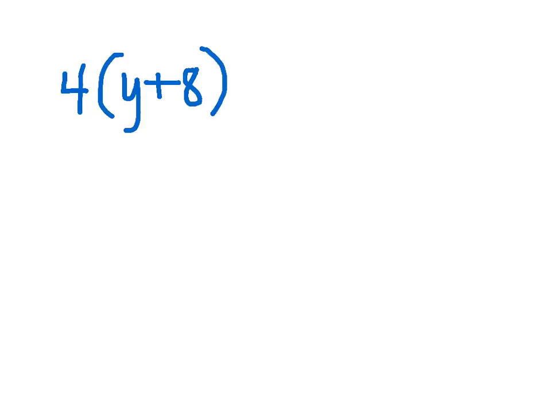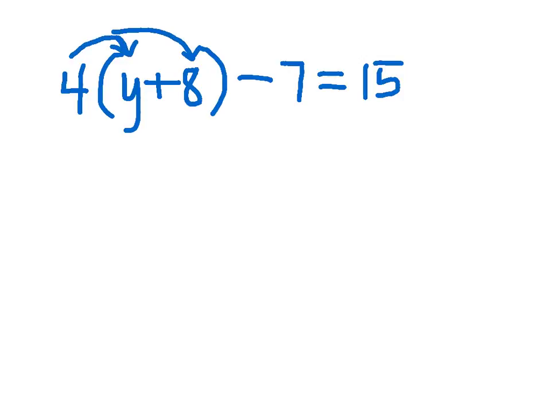The next equation has even more of the things that you studied last year. It's got pretty much the whole shebang. We've got 4 times the quantity, that means it's in parentheses, because this y plus 8 is its own quantity, minus 7 is equal to 15. Notice for the first time we have parentheses. When I see parentheses in an algebraic expression, I must automatically remember to distribute this 4 that's multiplying the whole quantity over each of the terms.